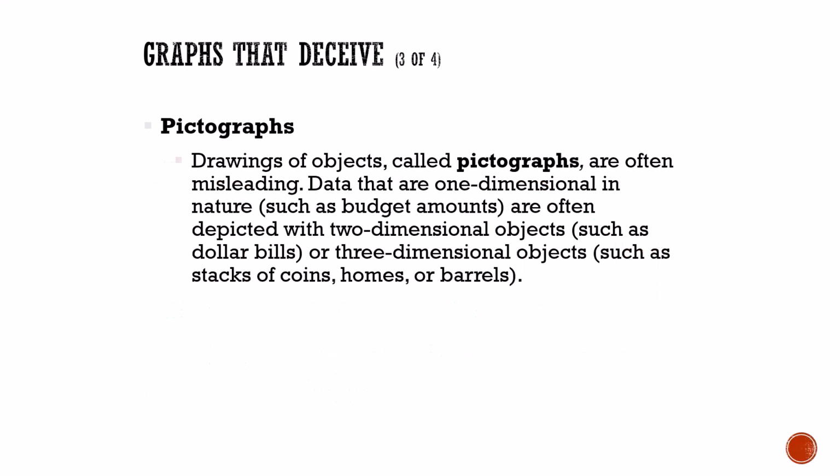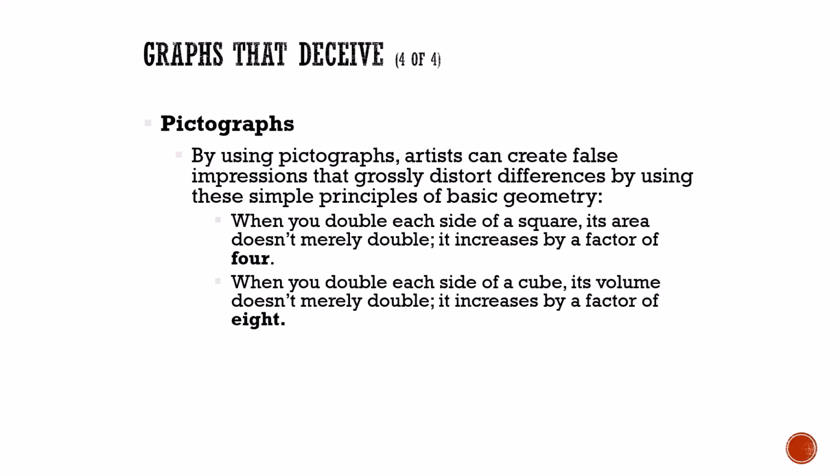Another one is pictographs, right? If you ever look at USA Today, not a magazine, a newspaper, not one that's very popular now, right? They have a lot of pictograms. So data that's one-dimensional in nature, such as a numerical amount or a percentage, if it's represented by an object that's two-dimensional, it can mislead you, right? Because I'll show you what this means in a second. That's just basic geometry.